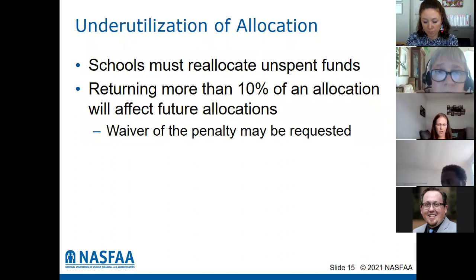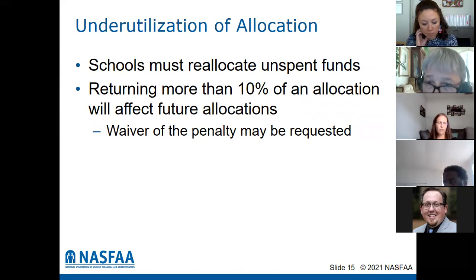When schools return unexpended allocations, the Department of Ed can reallocate the money to schools that need additional funds. This is called a supplemental allocation. The reason I wanted to go over the different options in the question before is that there are consequences if you don't use all the funding. If more than 10% of the campus-based program's allocated amount is returned to the Department of Ed, then that program's allocation for the following year is reduced by the dollar amount returned.